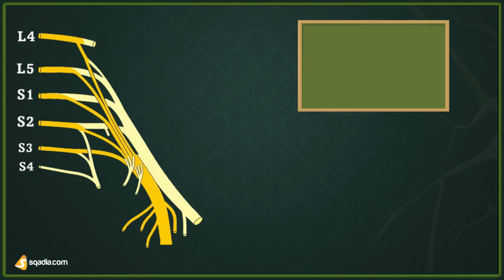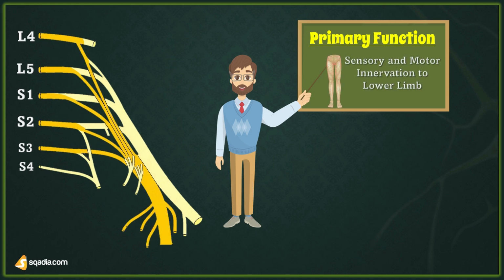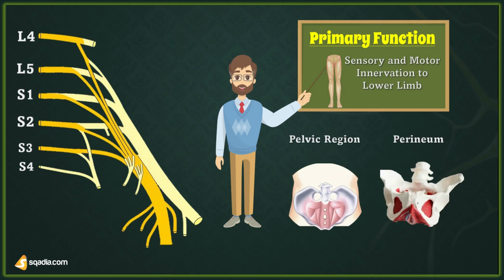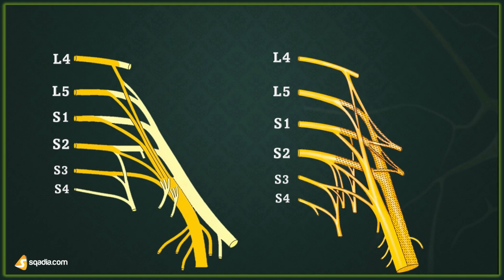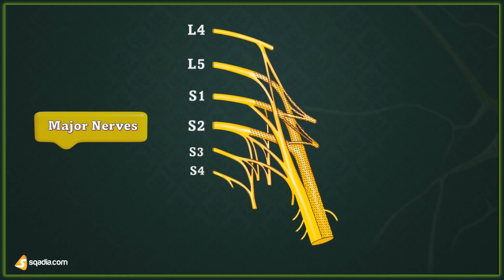The sacral plexus gives rise to several important peripheral nerves, and just like the lumbar plexus, although its primary function is sensory and motor innervation of the lower limb, the plexus also gives nerve branches to the pelvic region and perineum. To learn about the branches of the sacral plexus, we can divide them into two groups: major branches and smaller branches. I will use two separate illustrations to make it easier for you to memorize these nerves. Let's start with the major branches.